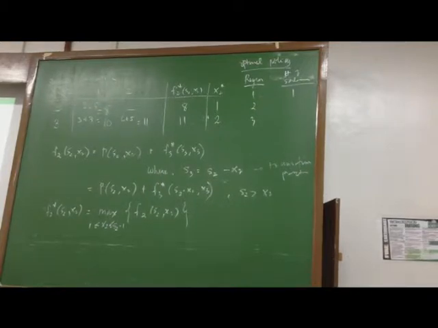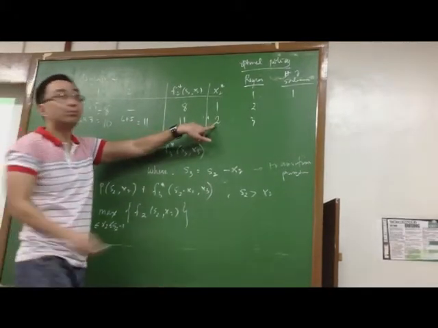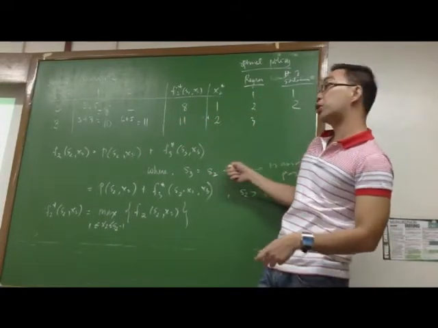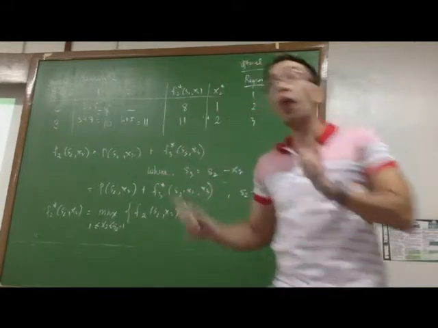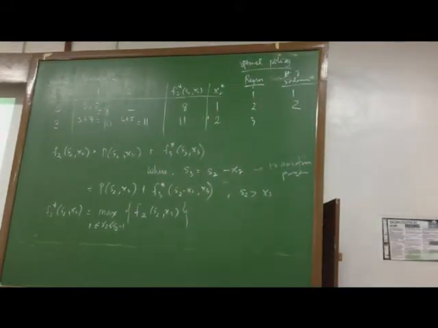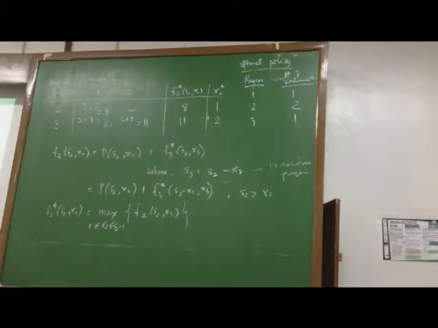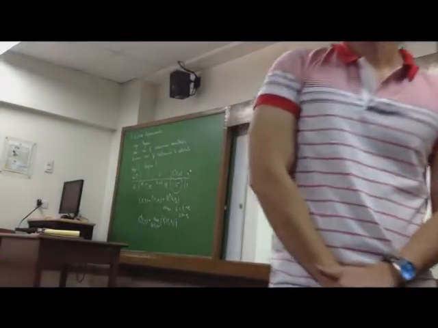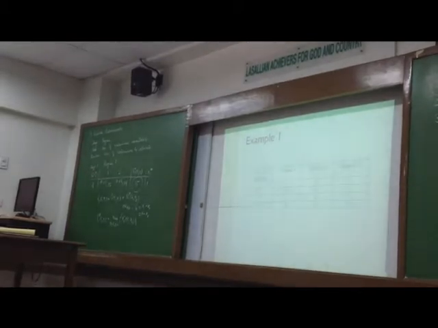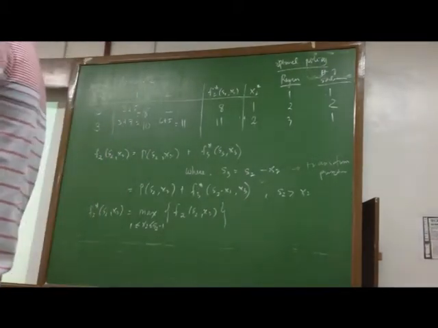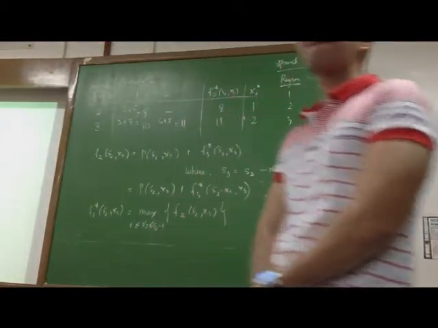So, S2 is 3. If S2 is 3, mag-allocate 2. Okay? So, 3 minus 2 is 1. S3 is 1. And the increase in sales, the total is, that's the optimal solution. So we allocate 1, 2, 1 salesmen respectively. Easy, di ba? Wala na ng model.